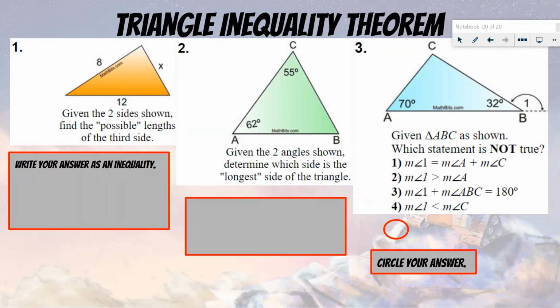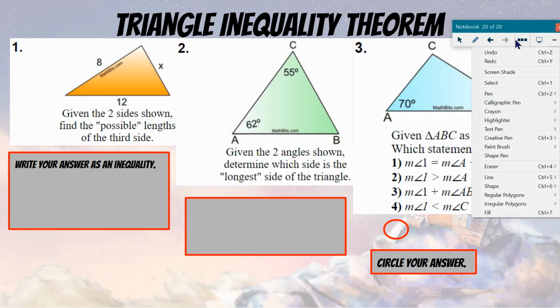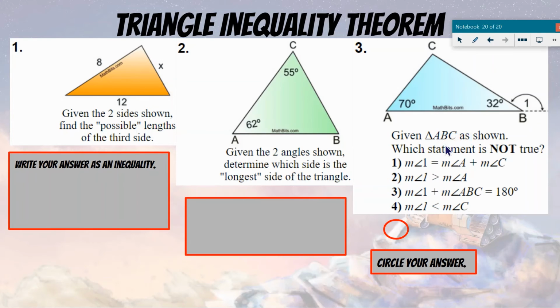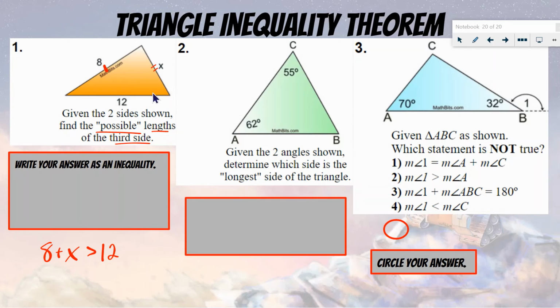So I'm going to show how that can be applied to one of these questions, and then I'm going to let you try 2 and 3 on your own. So we want to figure out the possible lengths of this third side given these two sides. We know that if I were to put these two sides together, they would have to be greater than the third side. That's what the triangle inequality theorem really says. So really, x has to be greater than 4. If I subtract 8 on both sides of that inequality, it just tells me that x is bigger than 4.